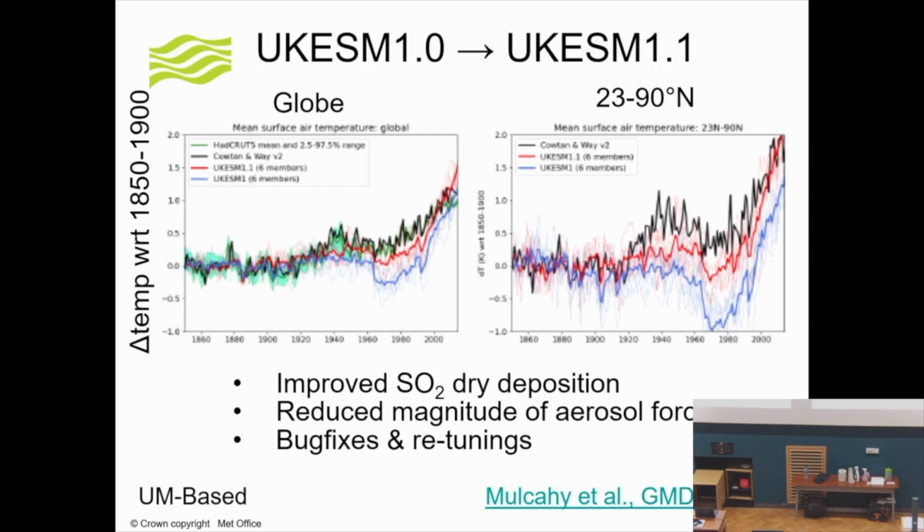There are equivalent plots on the right-hand side, except where on the left it's looking at global mean quantities, on the right it's looking at the northern hemisphere, where, of course, the impact of aerosols on temperature would be even more exaggerated than in the global mean, because of the dominance of land and emissions in the northern hemisphere relative to the southern hemisphere. You can see further details in this paper that's currently in discussion in Geoscientific Model Development.